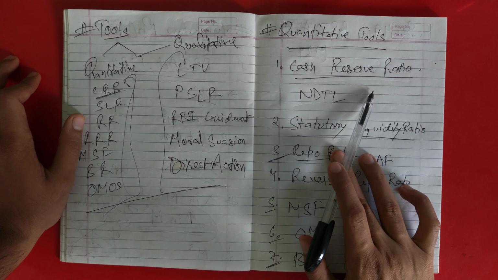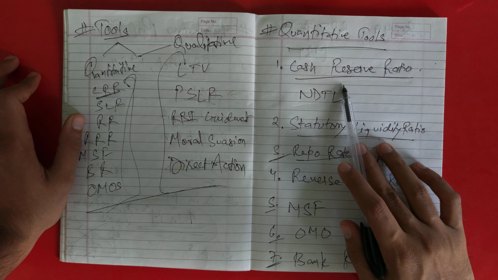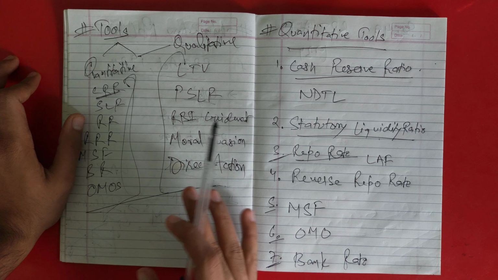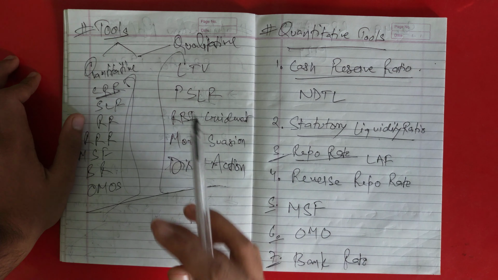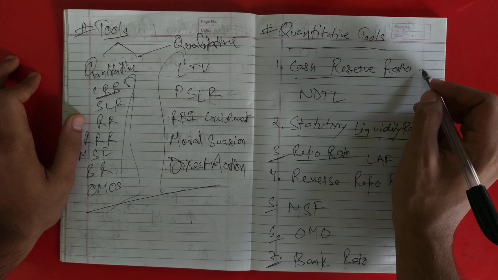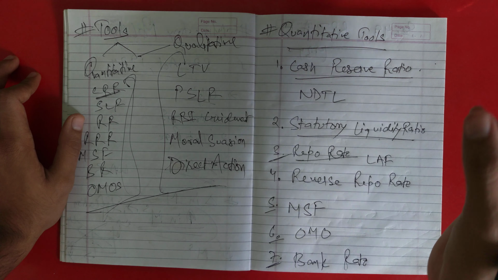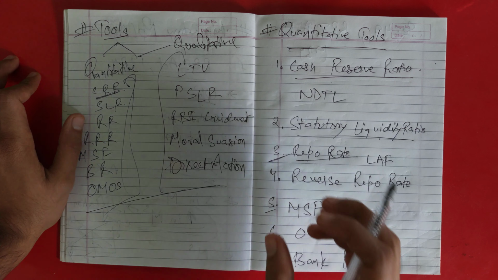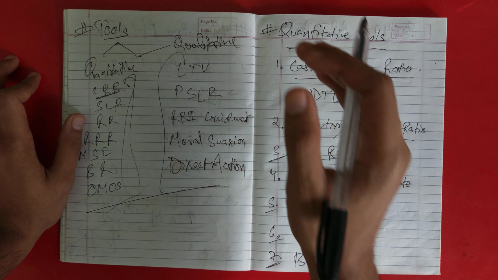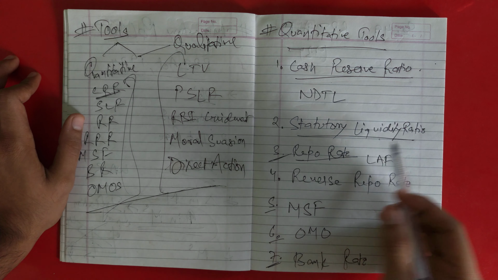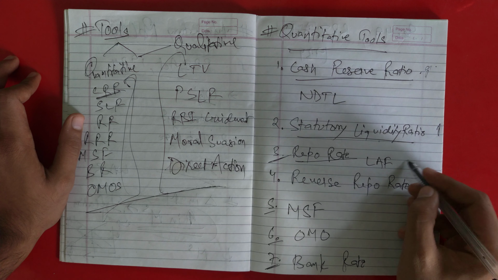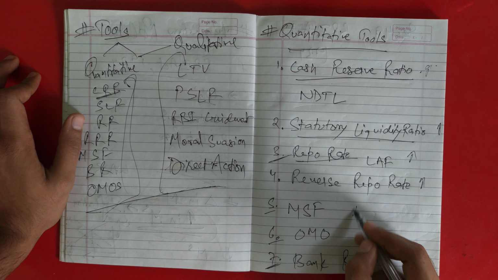CRR means the percentage of the total funds available with the commercial bank to be kept with RBI, which cannot be used in loan activities. So what we can do is increase the CRR rate so that banks have less fund to inject into the economy, and that way we can reduce inflation. In all cases, if you see, we have to just increase the ratio to reduce the inflation.